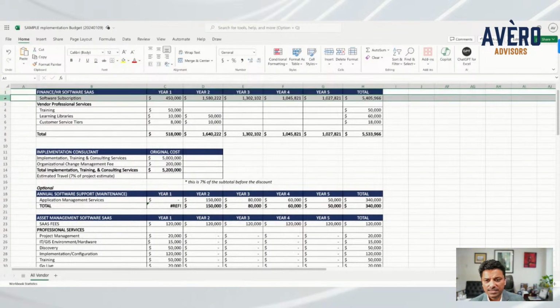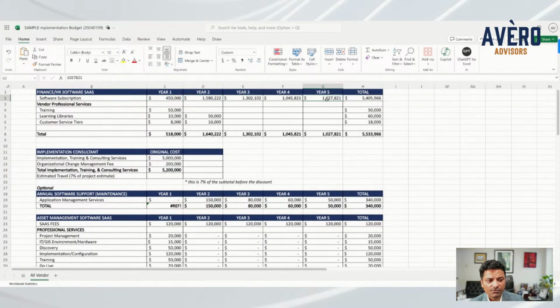What are the SaaS fees? And these are all made up numbers. So SaaS fees, year one, year two, three, four, five. So this is the life of the contract, right? You're buying a subscription, and the contract for the subscription is 5 years. What is the per year cost? Now, keep in mind, this does not include implementation costs. This is just for the privilege of your organization to use the system.